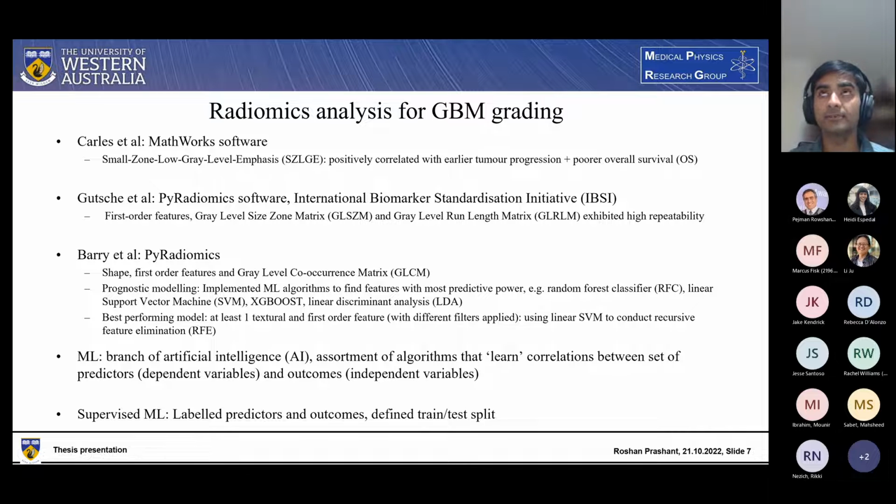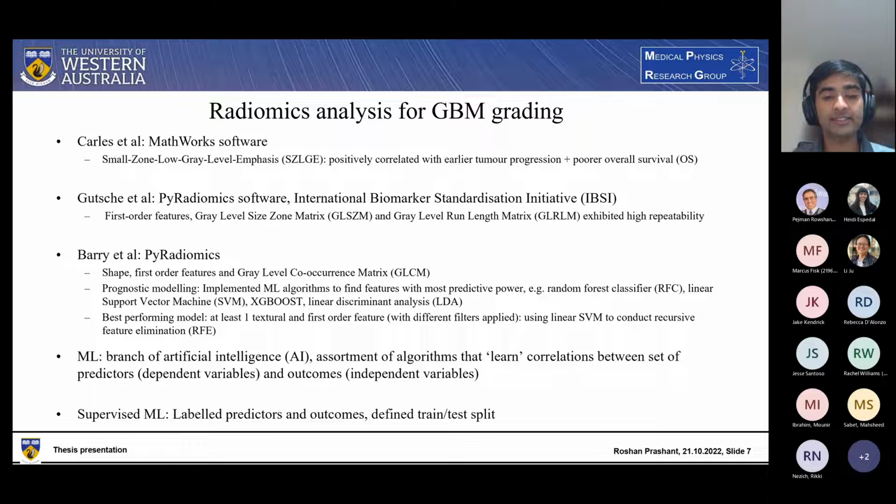Examples of the machine learning algorithms implemented were a random forest classifier, linear support vector machine, extreme gradient boost, and linear discriminant analysis. The best performing model in this study comprised at least one textural and one first-order feature. And these features were selected using a linear SVM based recursive feature elimination algorithm, which I will circle back to in a little while.